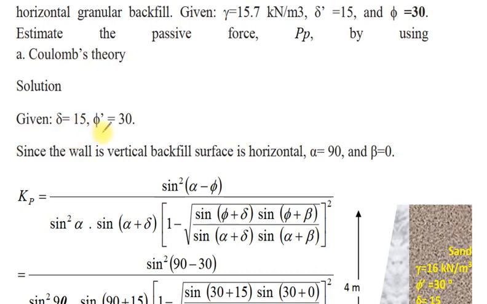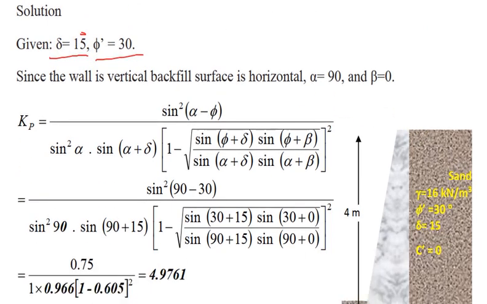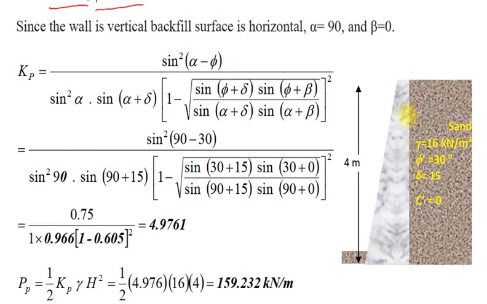Here, given phi equal to 30 and delta equal to 15 degrees. The back face of the retaining wall is vertical, so alpha will be equal to 90 degrees, and gamma of the backfill is equal to 16 kilonewton per meter cubed, phi equal to 30 degrees, and delta equal to 15.